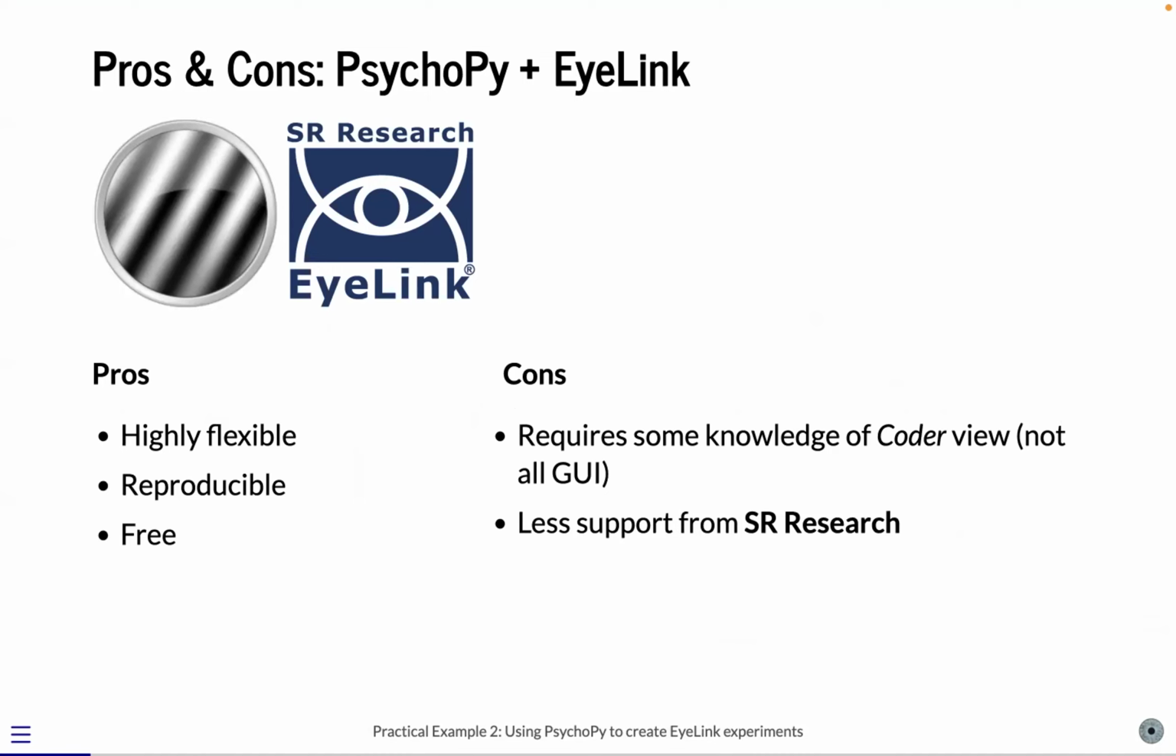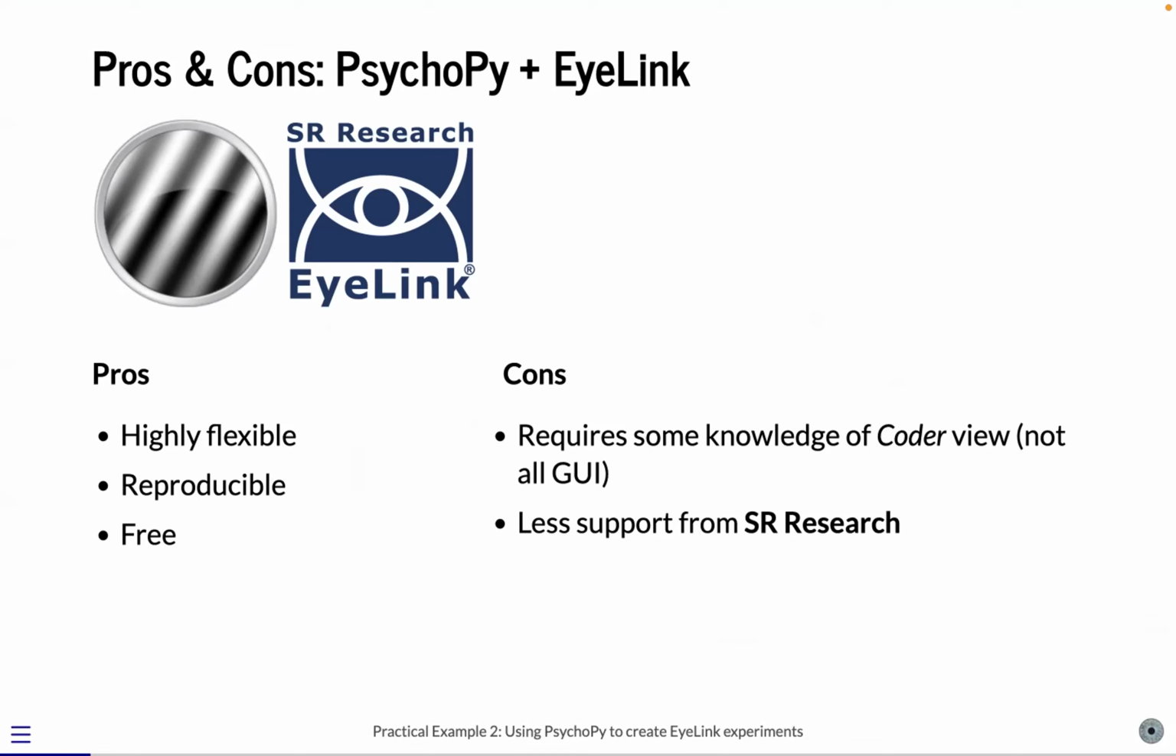So the pros here are that it is extremely flexible. Anything you can imagine, you can create. Any experiment you can code with Python or PsychoPy, you can do with the eye tracker. It's highly reproducible because it's free, it's open source. So you can easily share your experiment materials, whereas with Experiment Builder, you have to have this plugin to even open and edit a file. And because it's proprietary, it is restricted by SR Research.